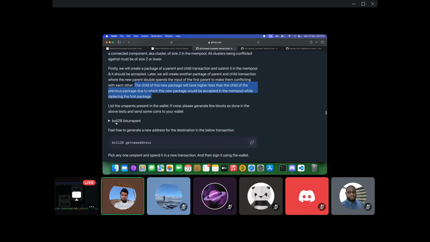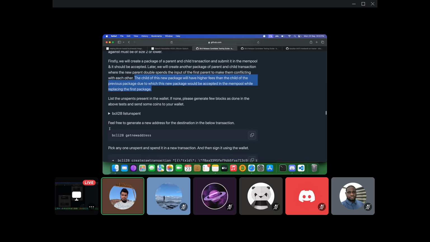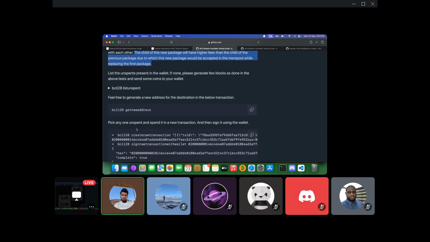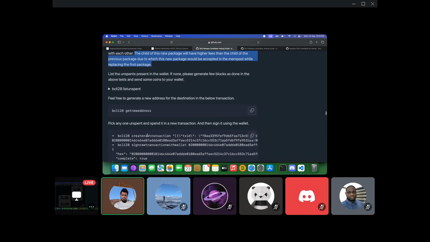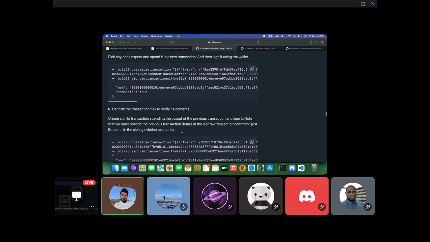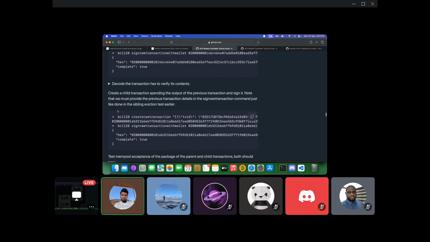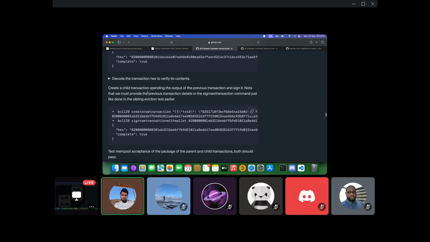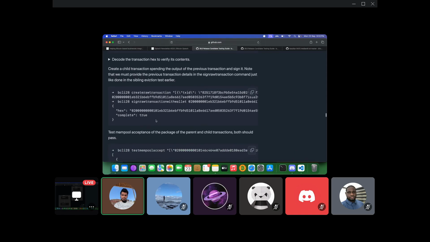So for testing purpose, you can go to your node and access the list of your unspent transactions. When you generate a new address, what do you do after that? You create a transaction. So you create a transaction with the TX ID and the address to which you want to send. This is the first parent transaction. You sign the parent transaction, and then what do you do? You create a child transaction for that parent transaction and you sign the child transaction as well.